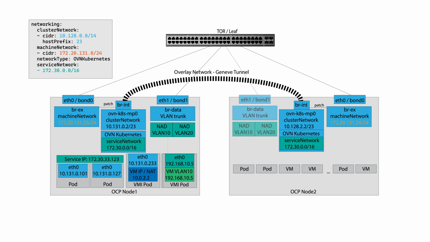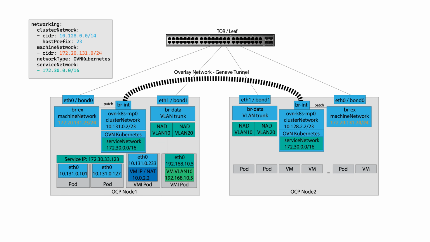Let's add the equivalent on the second node, and now the picture is complete. But wait, there's more. For fastest performance, we could eliminate the bridge and assign the MAC VLANs, SR-IOV VFs, and PFs, or even allocate the entire host device to our workloads. Too much? Let's leave these accelerated networks for another video.